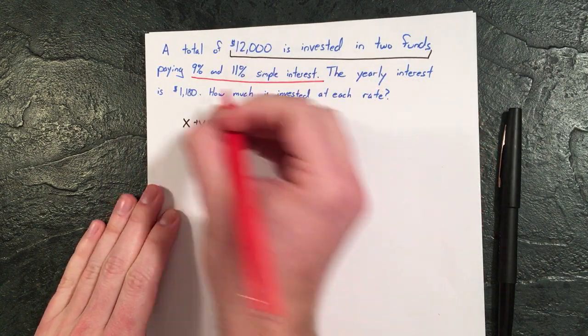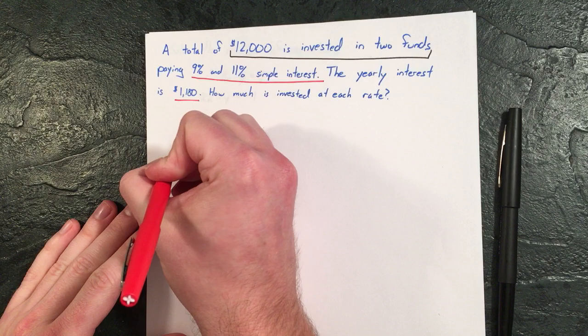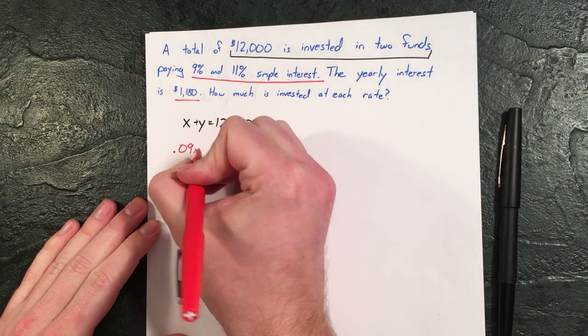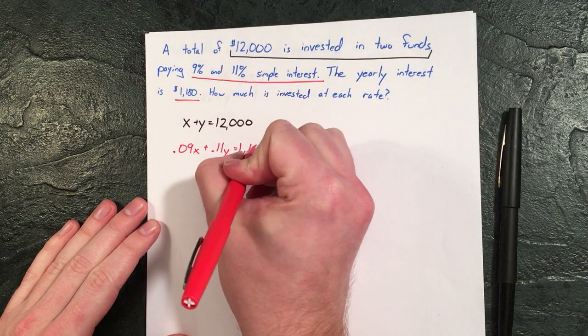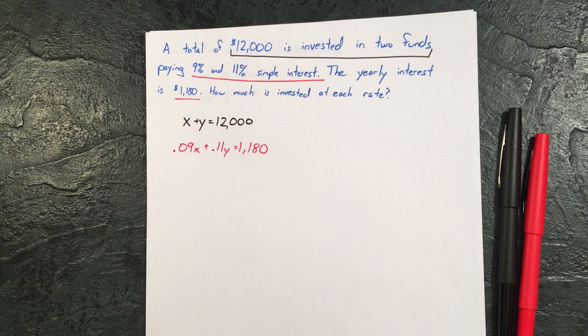And that these are going to give us an interest of $1,180. So I think the best way to denote this is, let's say the first one pays off at 9%, the other one pays off at 11%, and we should be getting $1,180 off of this. Notice since they're in percentages, we need to have them as decimals. So 0.09, 0.11. Okay, hopefully everyone's good from here.